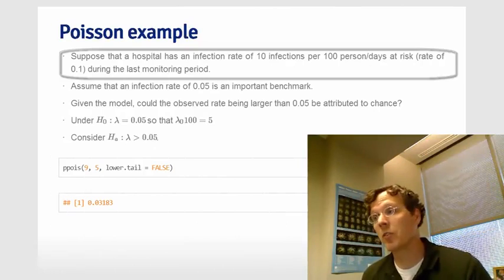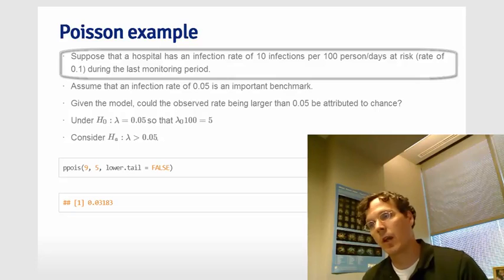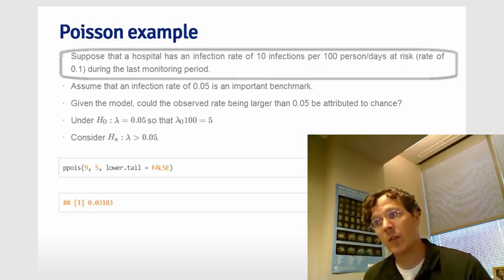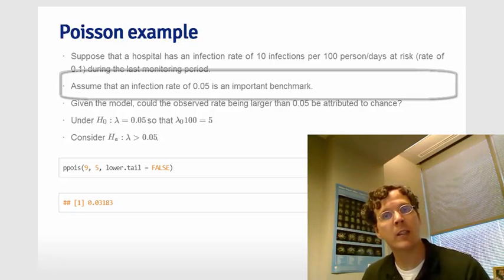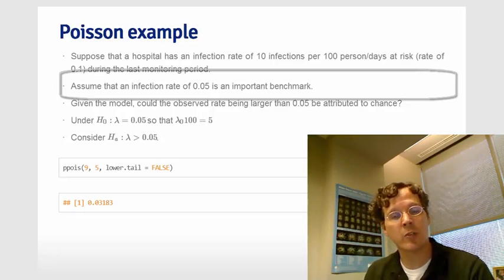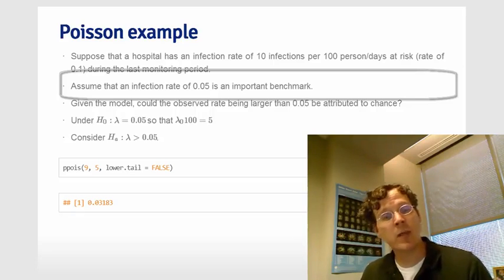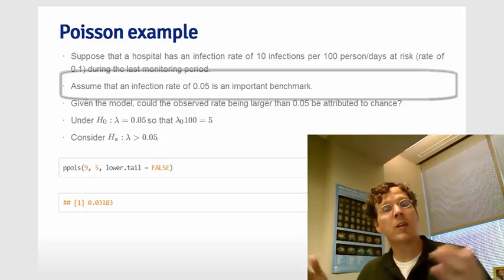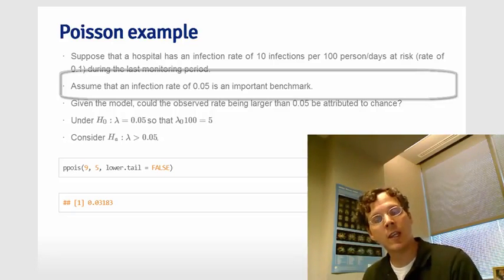So suppose a hospital has an infection rate of 10 infections per 100 person days at risk, for a rate of 0.1 infections per person day at risk during their last monitoring period. And we want to assume that a rate of 0.05 infections per person day at risk is an important benchmark. If the rate goes above that, they would implement some quality control procedures, let's say. But you don't want to just have these expensive quality control procedures go into place just because of random fluctuations. So you'd like to formally test this hypothesis, accounting for the uncertainty in the data.